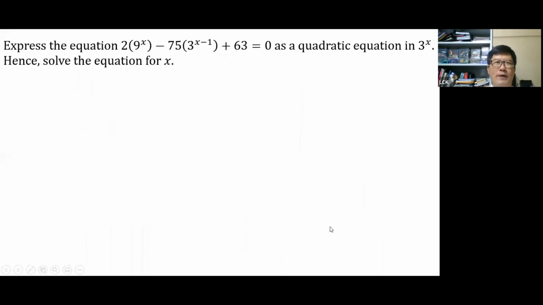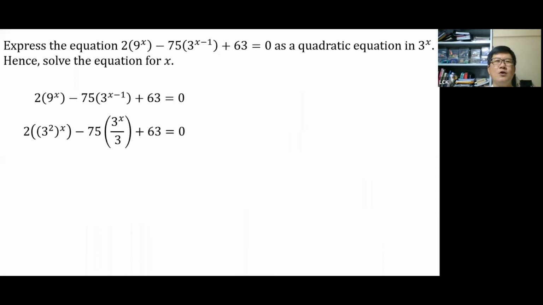Okay, another question. Express this equation as a quadratic equation in 3 to the power of x and solve the equation for x. So let's just reproduce this, and you can see very clearly that 9 is 3 squared. So we replace 9 with 3 squared. And 3 to the power of x minus 1, we write as 3 to the power of x divided by 3 to the power of 1. The 3 at the bottom comes from the minus 1 here.